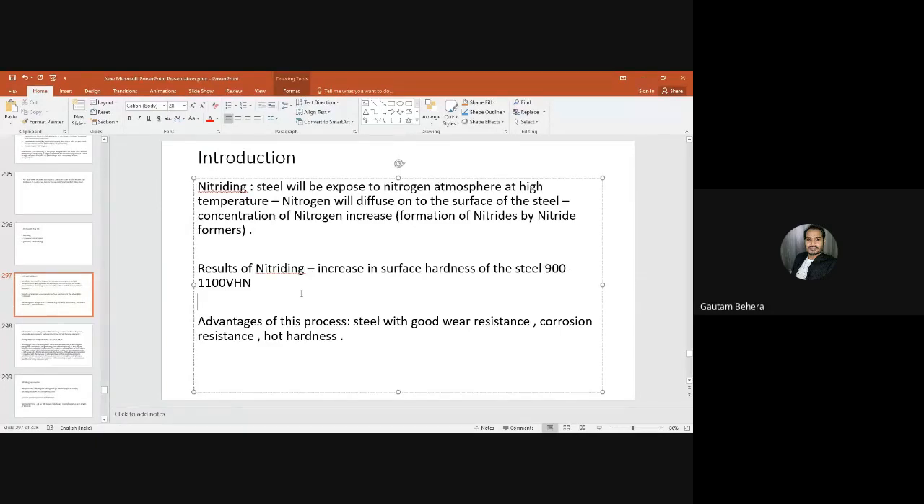You can see the result of nitriding: it increases the surface hardness of the steel. We can get a surface hardness of 900 to 1100 VHN. VHN is the Vickers hardness number. So you can understand how high a hardness value we can obtain.